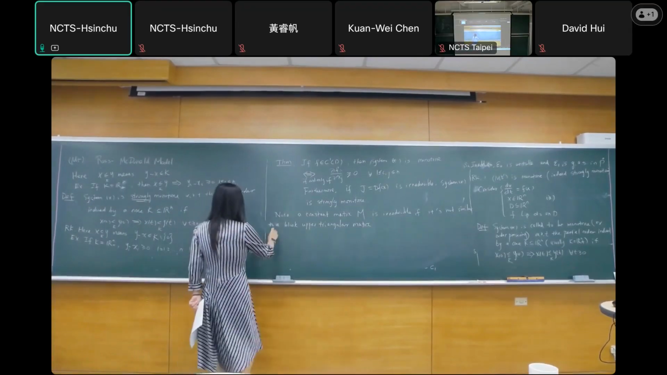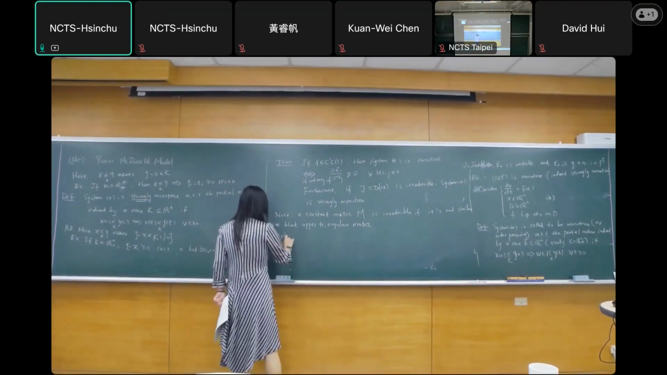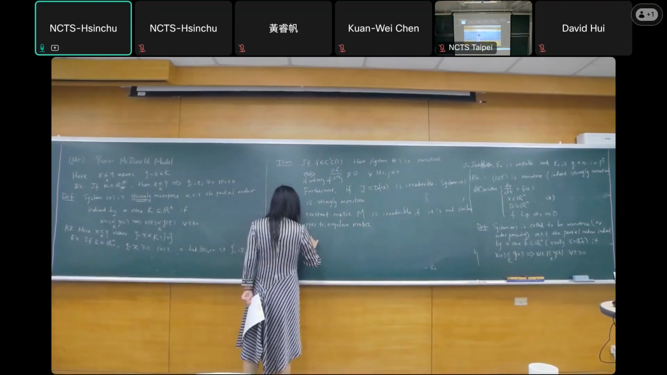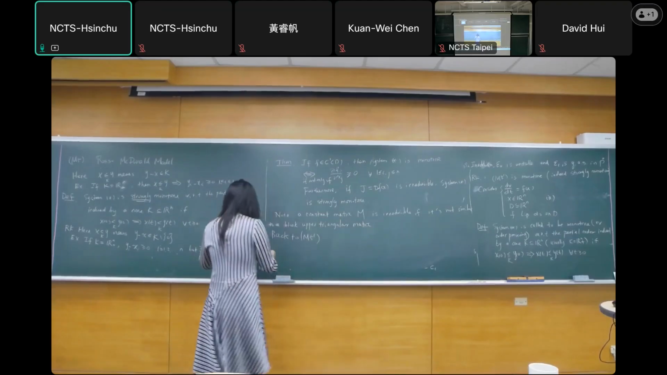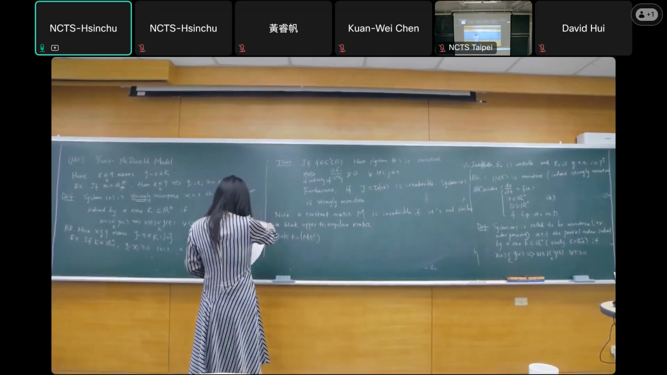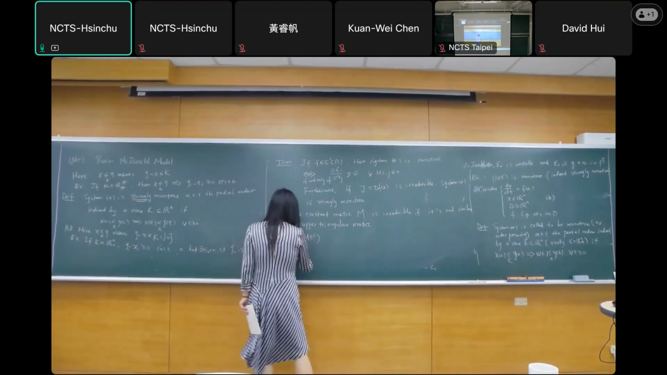Now back to the Ross-McDonald model we talked about in the beginning. What's the Jacobian? Let's see what the Jacobian is in this case.